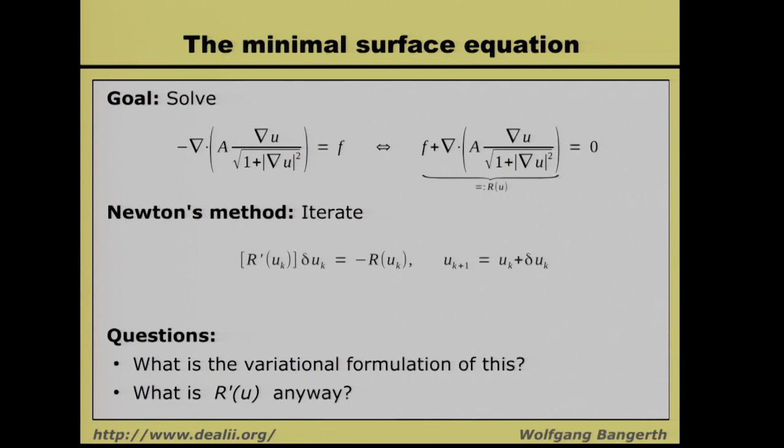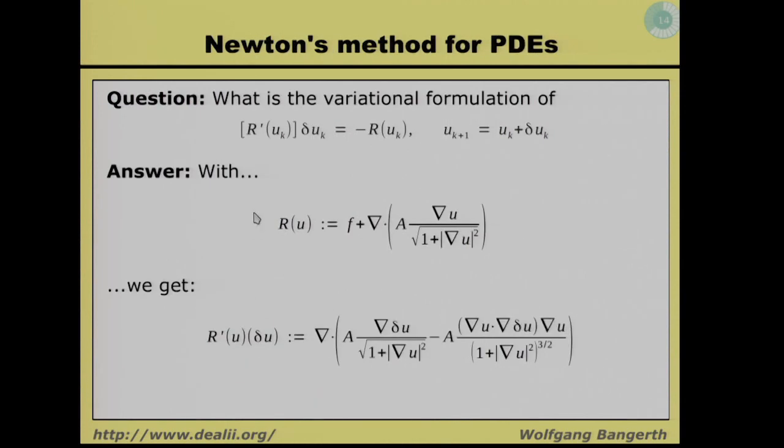So let's come back to the minimal surface equation. We talked about what r prime is, and so the second question would be, what is the variational formulation of it? So I have to, as always, write it like this.